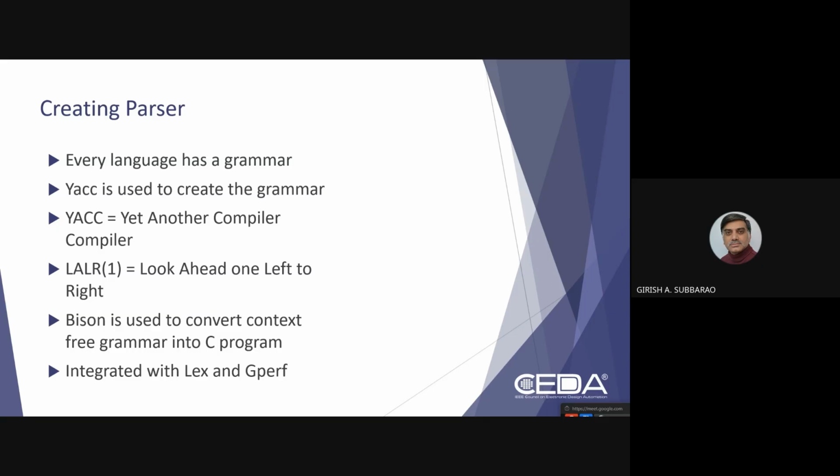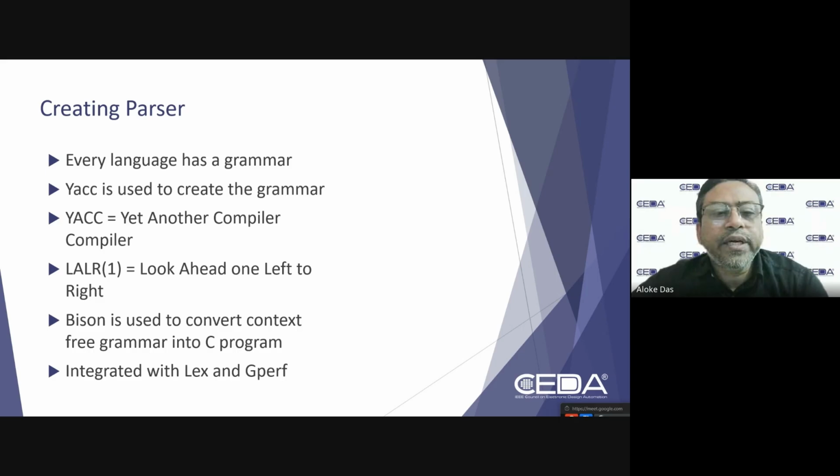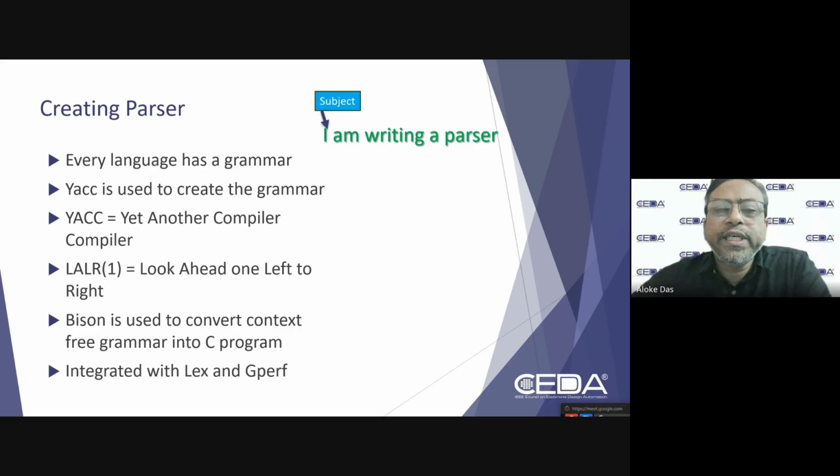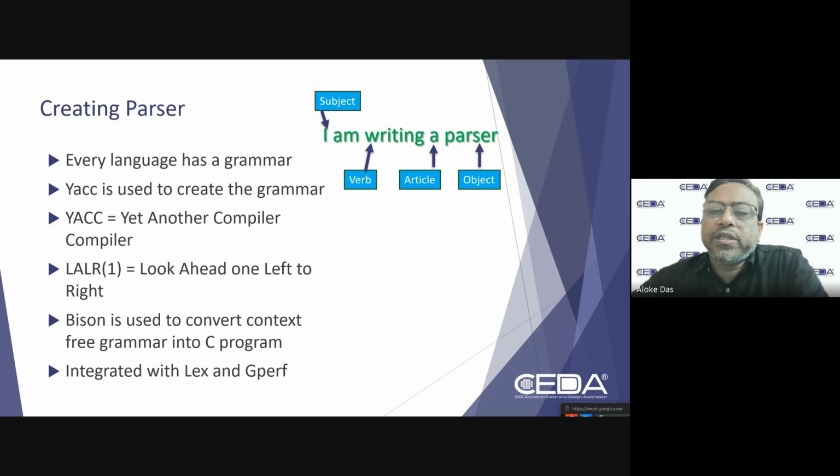Yeah, please go ahead. Every language has a grammar: English, French, Kannada, Bengali, anything. So this is a simple English sentence. I am writing a parser. What is "I"? "I" is the subject. After that, a verb should come, and after that there may or may not be an article, and then a parser object. This is the rule or syntax of the English language, and this is for human beings.